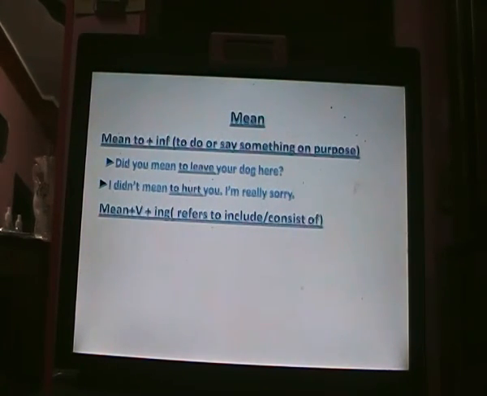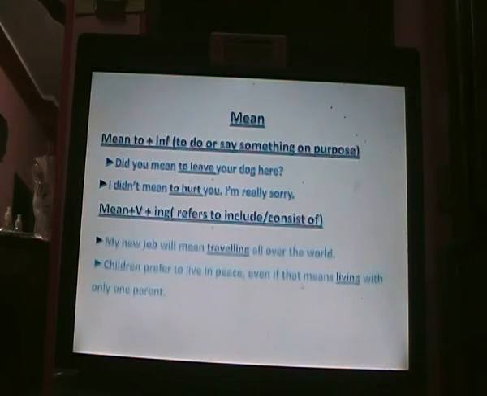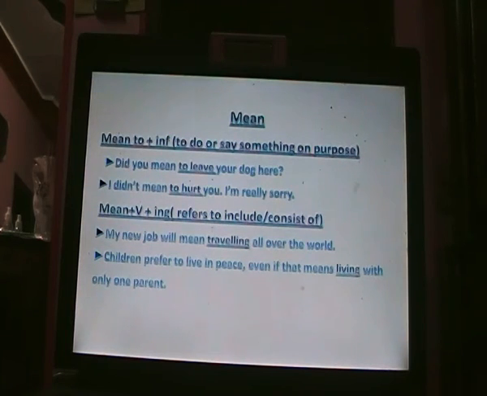Mean gerund refers to include or consist of. معناه يتضمن او يشتمل. My new job will mean traveling all over the world. تتضمن السفر لكل أنحاء العالم. Mean traveling all over the world. Children prefer to live in peace, even if that means living with only one parent. حتى لو كان يعيش ببيرنت واحد بأب أحد الولدين فقط. يبقى mean plus gerund refers to include or consist of.